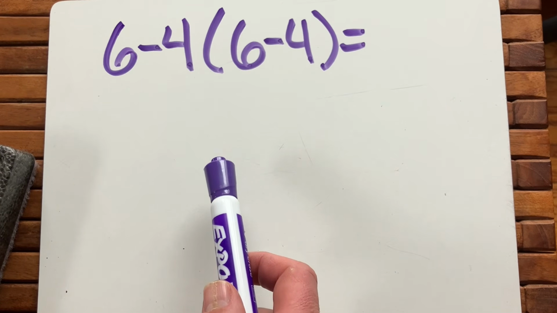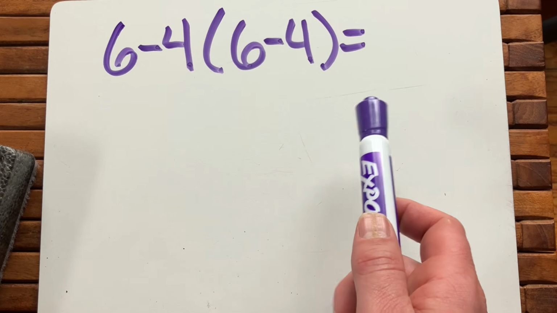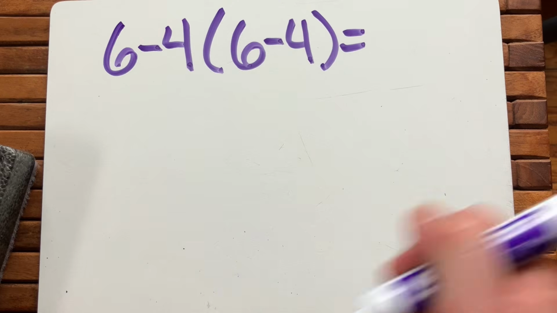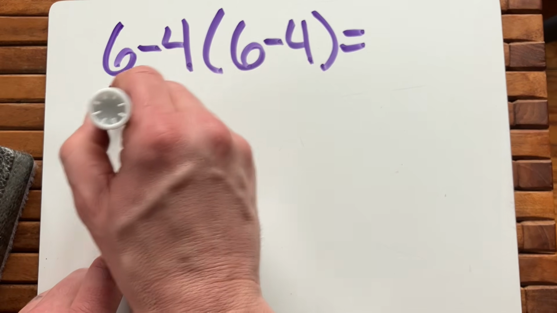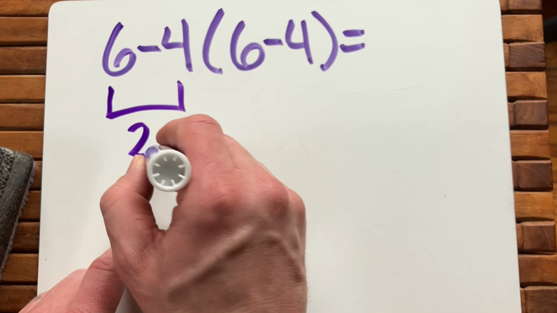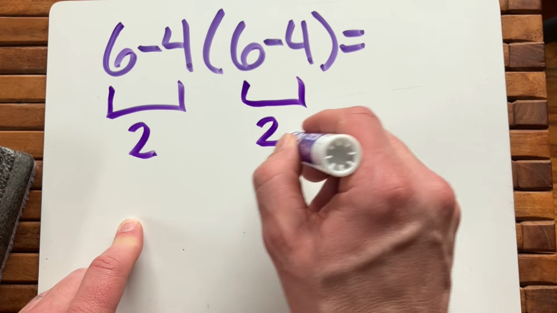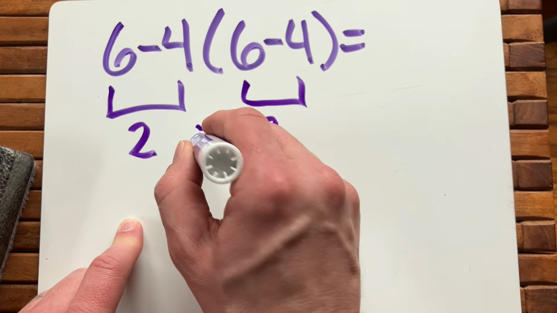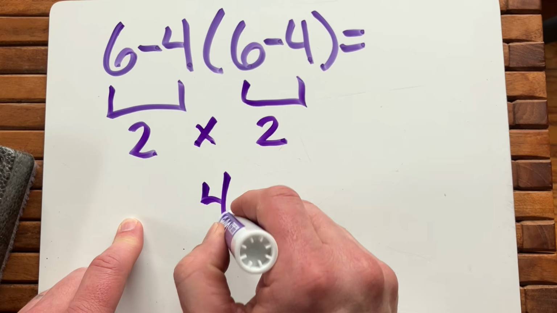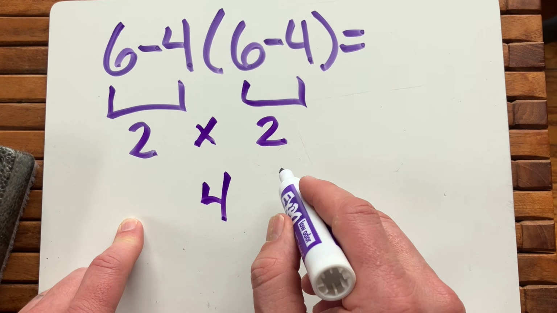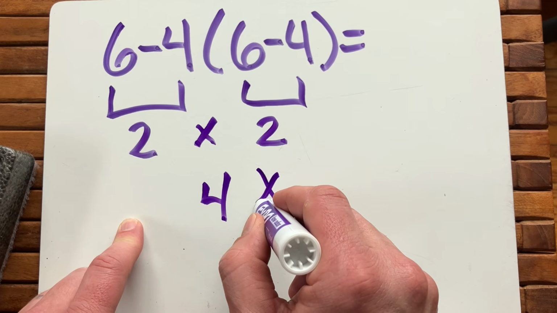6 minus 4 times 6 minus 4. Now someone might solve this problem like this. 6 minus 4 is 2. 6 minus 4 is 2. Multiply, and we get 4. But this would be incorrect. Let's try again.